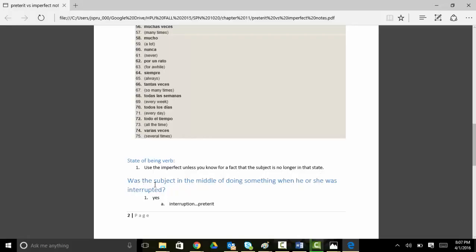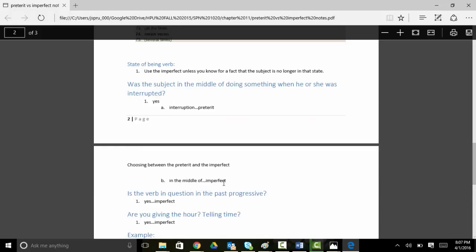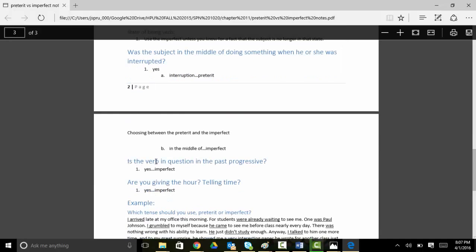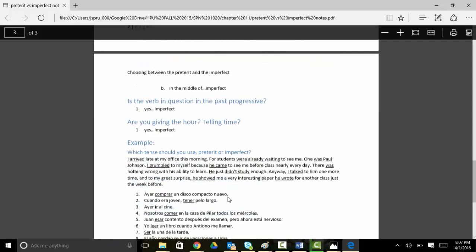Then you could ask yourself also, was the subject in the middle of doing something when he or she was interrupted? If that's the case, then the interruption you put in the preterite and what you're in the middle of doing in the imperfect. You could also ask yourself if the verb in question is in the past progressive. Is it ing? If it's some sort of ing, then you're going to put imperfect, like if you were saying was walking, was dancing, was singing. If that's what the sentence is trying to convey, it's going to be the imperfect. Are you giving the hour, telling time? If that's yes, then use the imperfect.